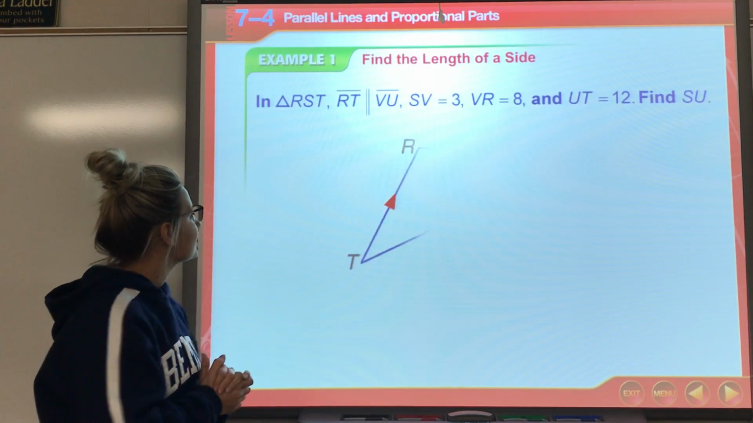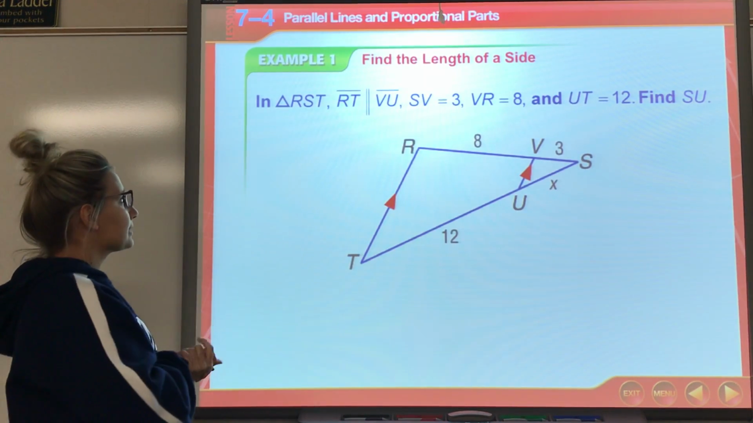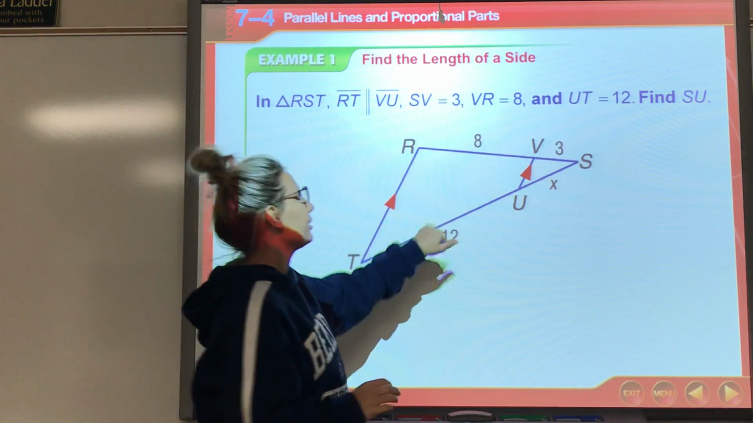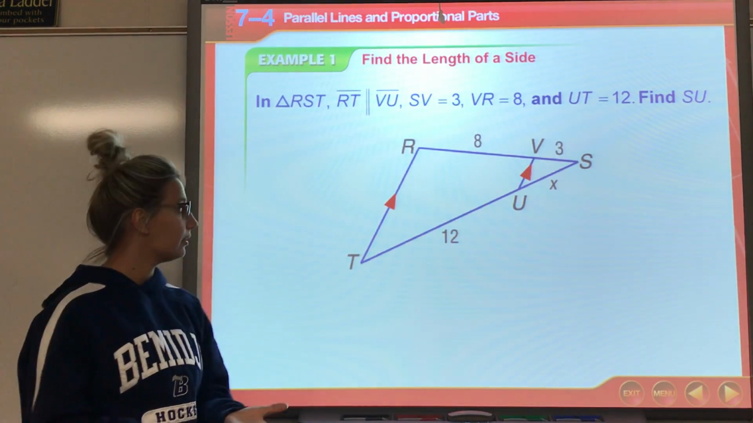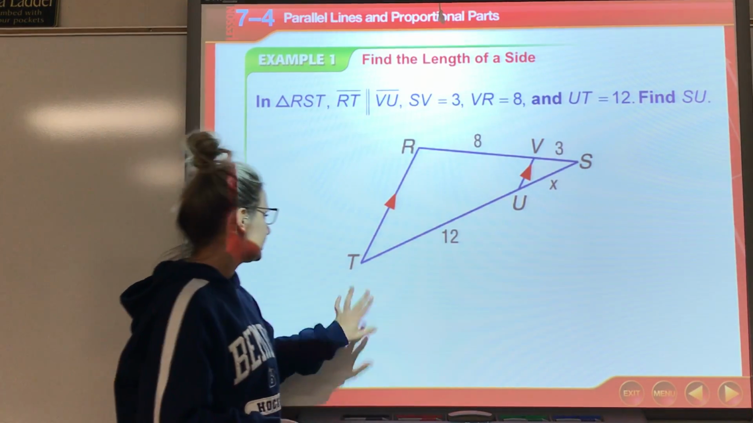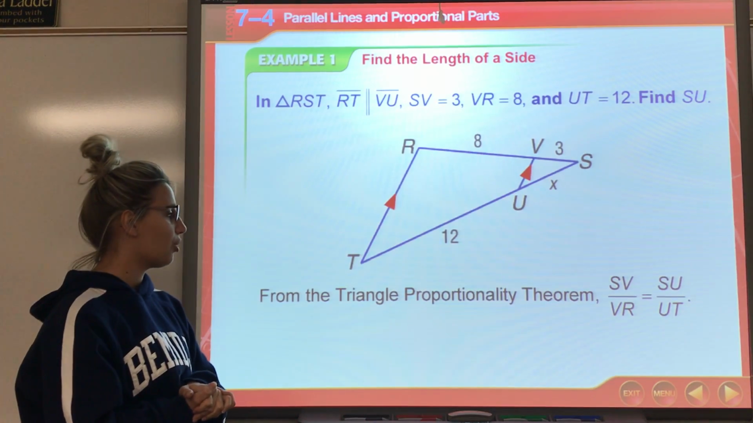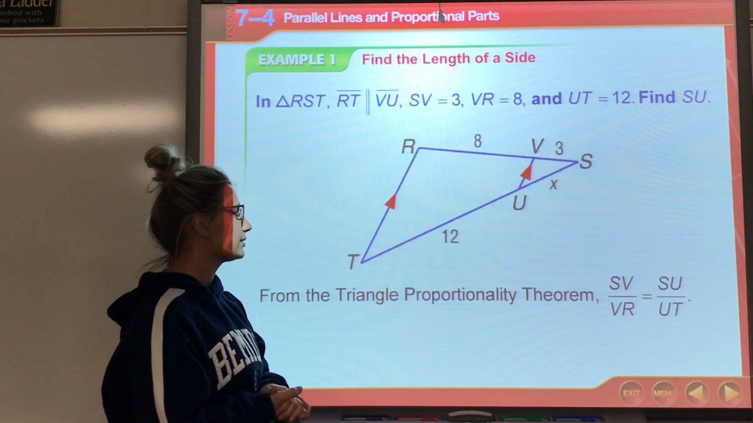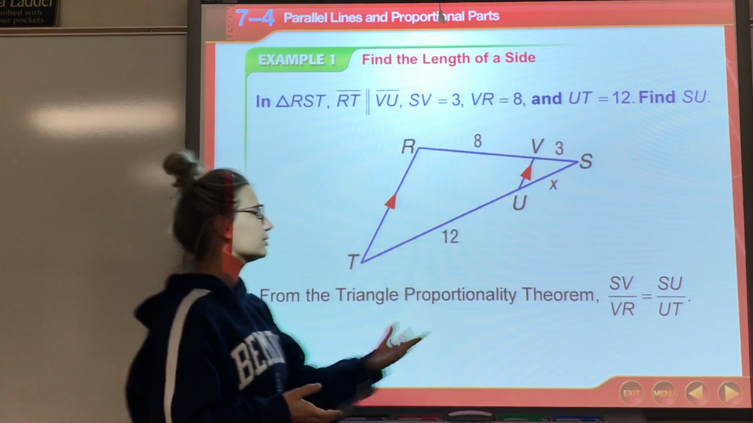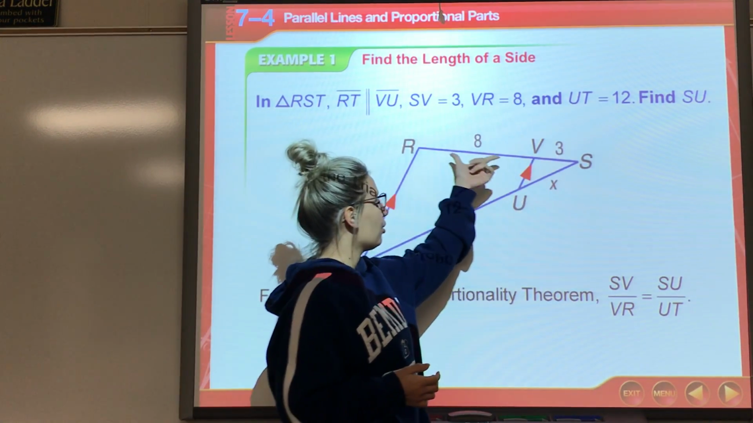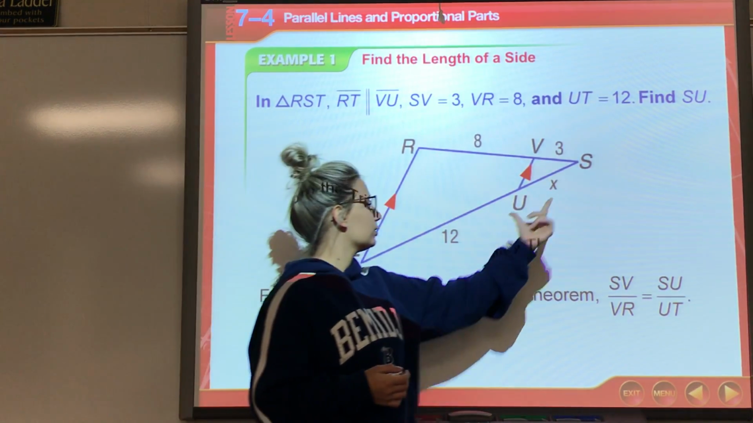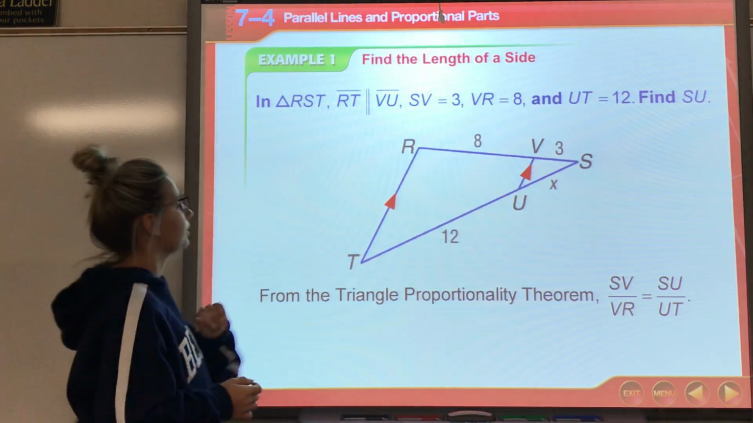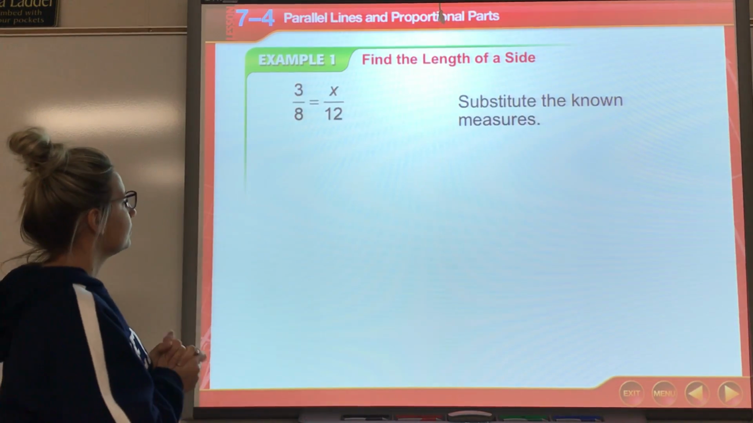So let's apply this. So we're given triangle RST. They give us some values going on. So if we apply this theorem, we could take SV over VR, so the short over long equals SU over UT. So we would have 3 over 8 equals X over 12. And they'll show that on the next slide.